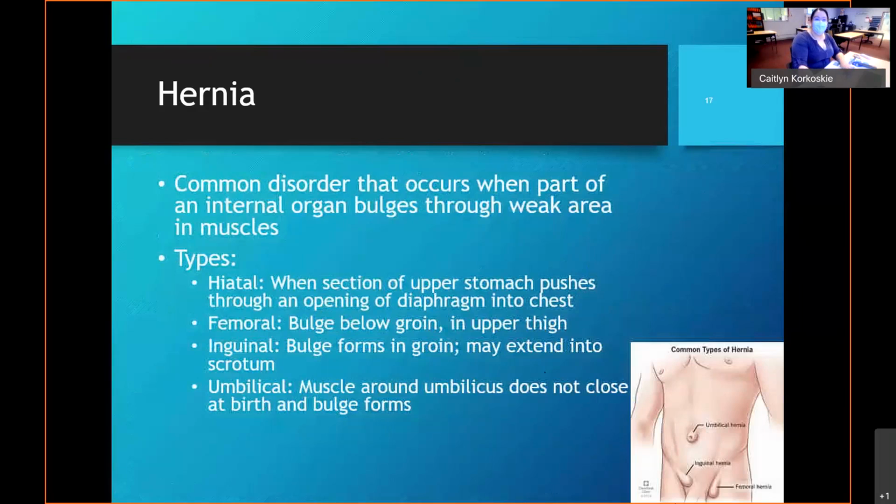Okay, wait, it's just weak muscle that causes it, and what's the muscle and inflamed? What's that?